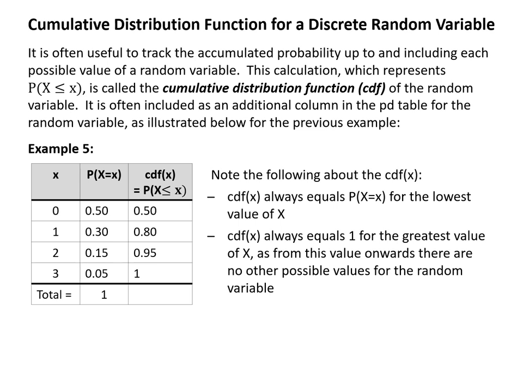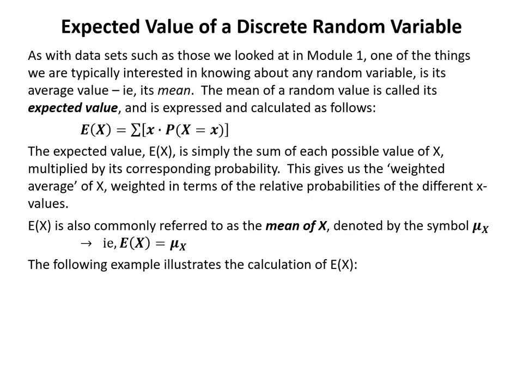Then when x equals 2, we have an additional probability to add of 0.15, so the CDF goes up to 0.95. And notice that when we add the last probability of 0.05 for x equals 3, that brings us to a CDF value of 1. The CDF of x always equals 1 for the greatest value of x, because from this value onwards there are no other possible values for the random variable. In other words, we've accumulated our total probability of 1.